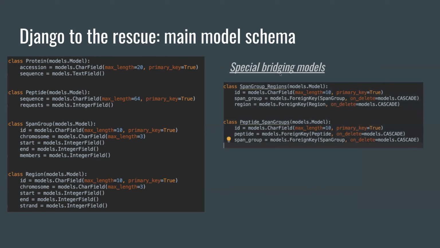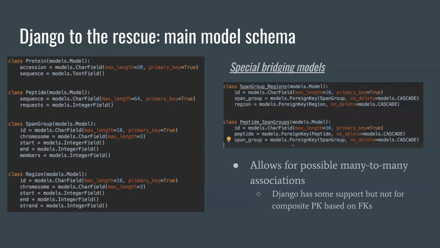Then I have a couple of special bridging models that help relate either peptides to these span groups or span groups to the very specific regions. And you'll see here that these consist totally of foreign keys to those more basic models, and that the ID, which we'll talk about in a second, is just going to be some unique hash value. So this structure allows for possible many-to-many associations. Django does support many-to-many associations in basic models, but it doesn't have great support for constructing primary keys that are composites of foreign keys.